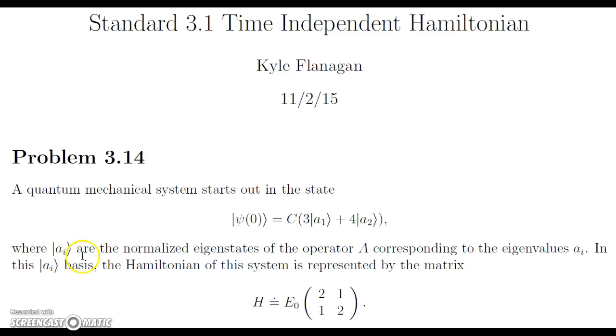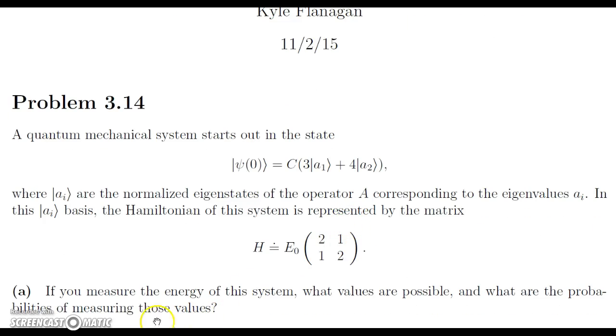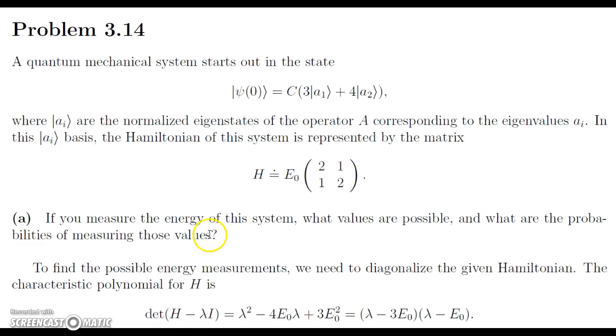And here we have the a_i, or the normalized eigenstates of the operator A, corresponding to the eigenvalues a_i. In this a_i basis, the Hamiltonian of the system is represented by the following matrix: H equal to E naught times 2, 1, 1, 2. And first we're going to note that the question asks, if you measure the energy of the system, what values are possible and what are the probabilities of these measurements?